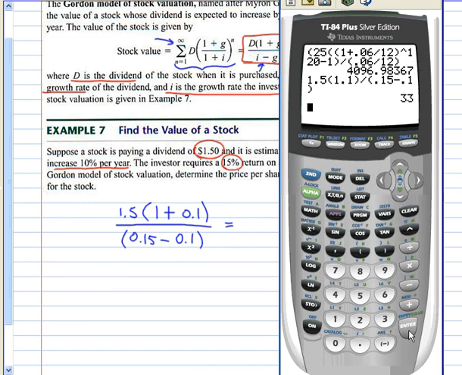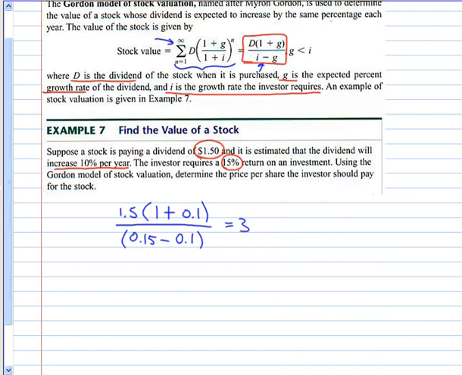We get a solution, and either I wrote the wrong number last time, I think. I wrote the wrong number last time. $33. $33. So what is that telling me?